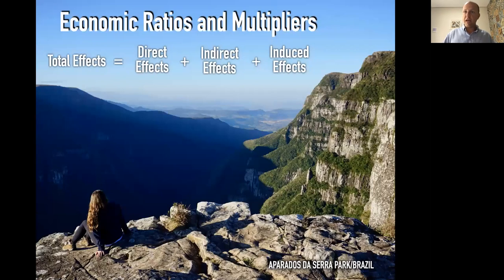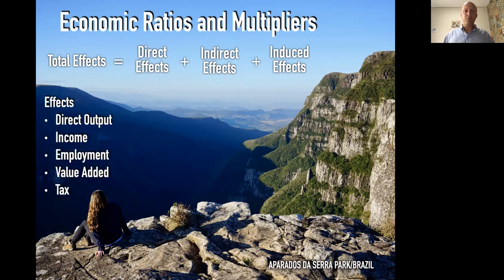So the total effects that we calculate in these economic analyses are the sum of the direct effects, which we calculate from total visitors with visitor spending, and then we use the multipliers to calculate indirect effects and induced effects, when the money circulates in the economy and does this multiplication effect.